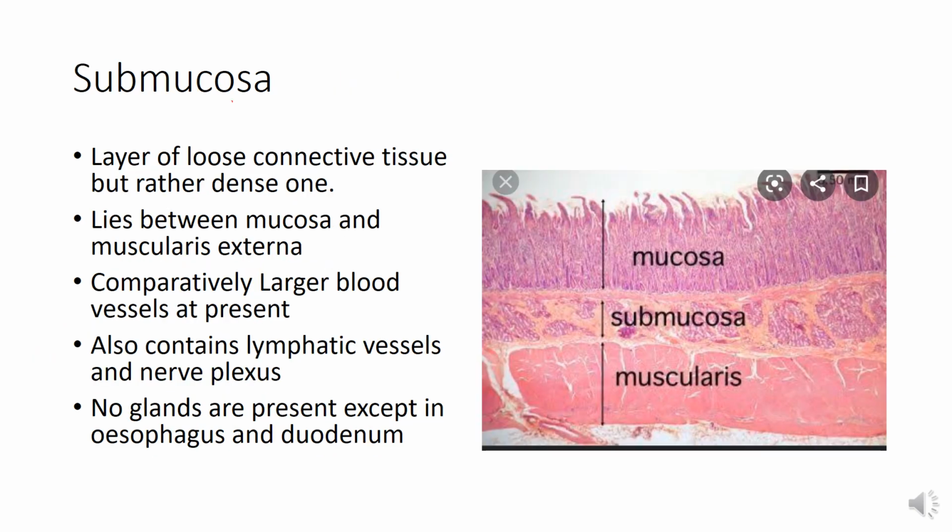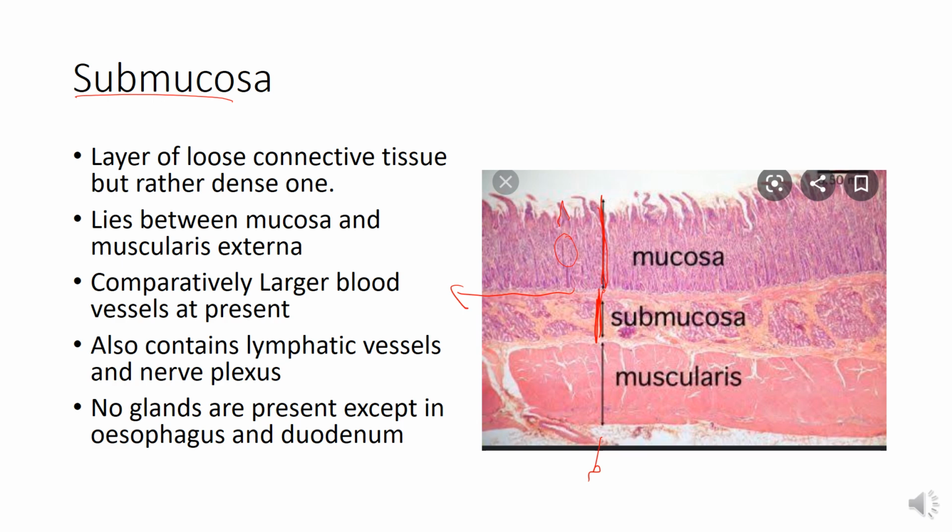So next layer is the submucosa. It also consists of the loose connective tissue, but it is somewhat dense as compared to the lamina propria. Now here you can see the mucosal layer. The three parts of the mucosa are the lining epithelium, then the lamina propria, and then this thin layer is the muscularis mucosae. Next is the submucosa, and next to submucosa is the muscularis externa, and the last layer is serosa or adventitia.